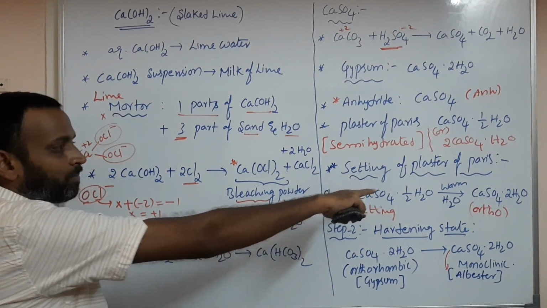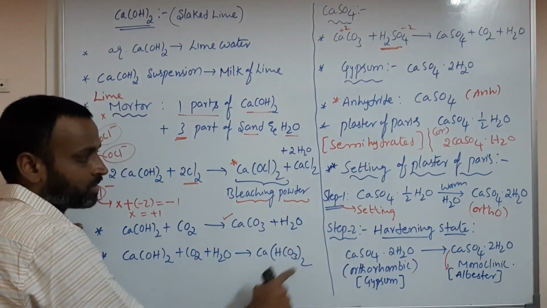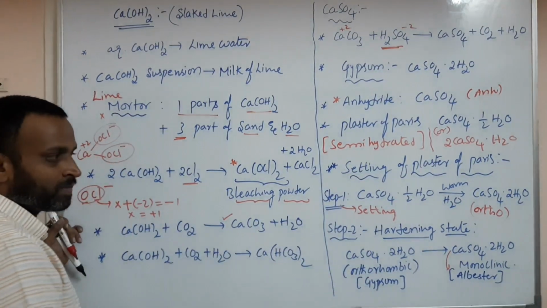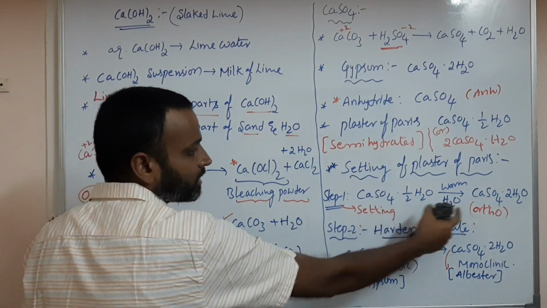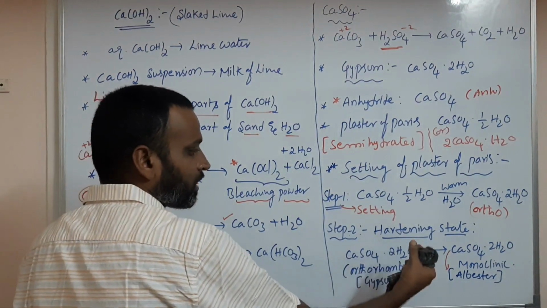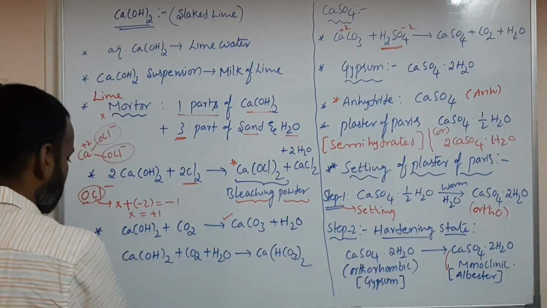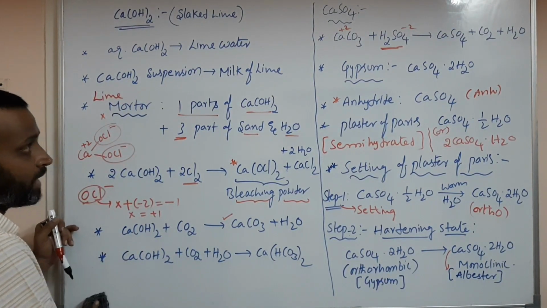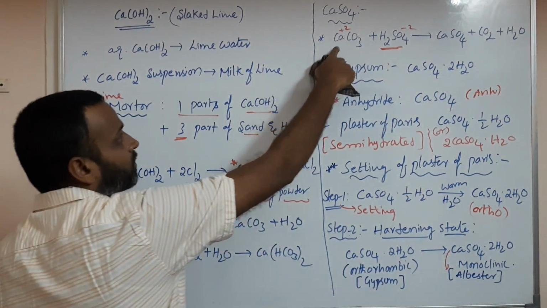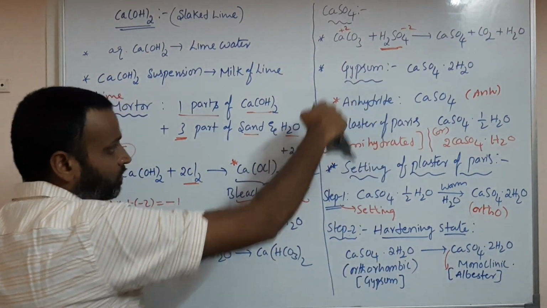And how to set plaster of Paris: setting means making it harder. Step 1 is the setting process, step 2 is the hardening stage. In the first step, plaster of Paris is converted to gypsum, the orthorhombic form. That orthorhombic form converts to the harder monoclinic form. So this is about calcium hydroxide and calcium carbonate. How to get calcium sulfate from calcium carbonate I told you, and the different forms of calcium sulfate I said.